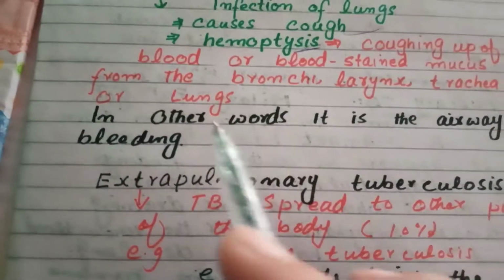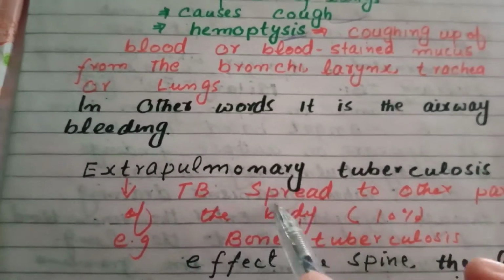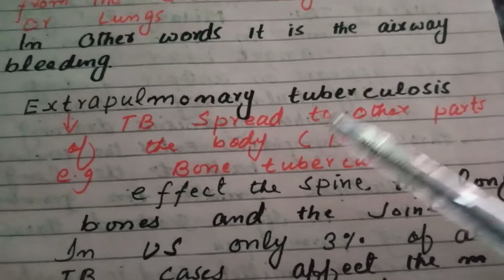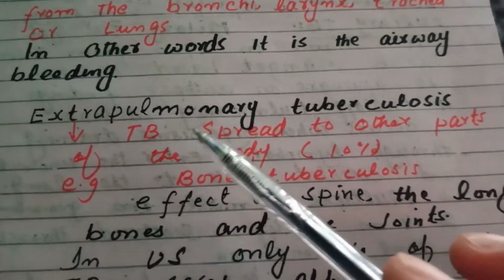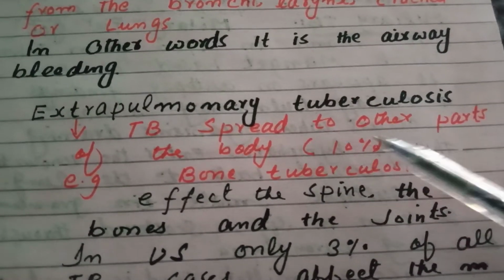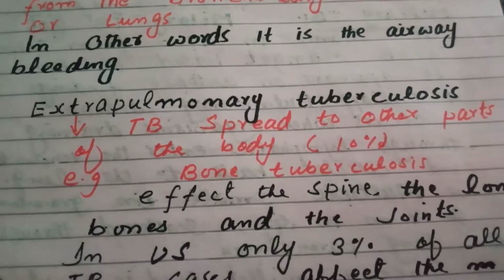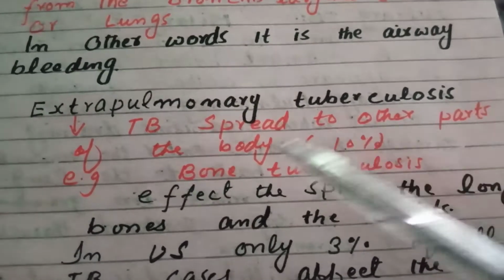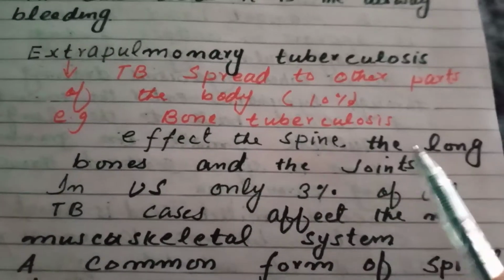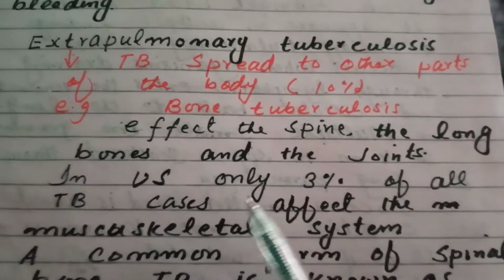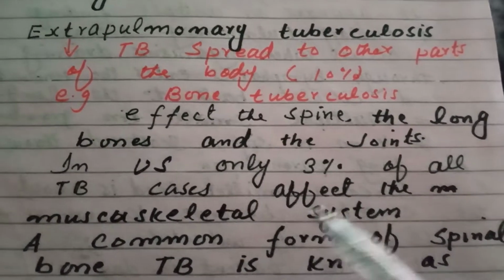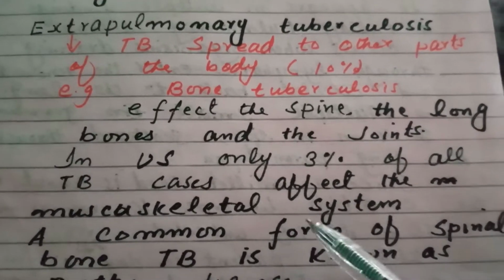Now, another important terminology: extrapulmonary tuberculosis. What is extrapulmonary tuberculosis? It is the type of tuberculosis in which the tubercle bacillus spreads to other parts of the body, and in about 10% of cases it can spread to the bone marrow, in which case it is called bone tuberculosis. Bone tuberculosis affects the spine, the long bones, and the joints. In the US, only 3% of all tuberculosis cases affect the musculoskeletal system.